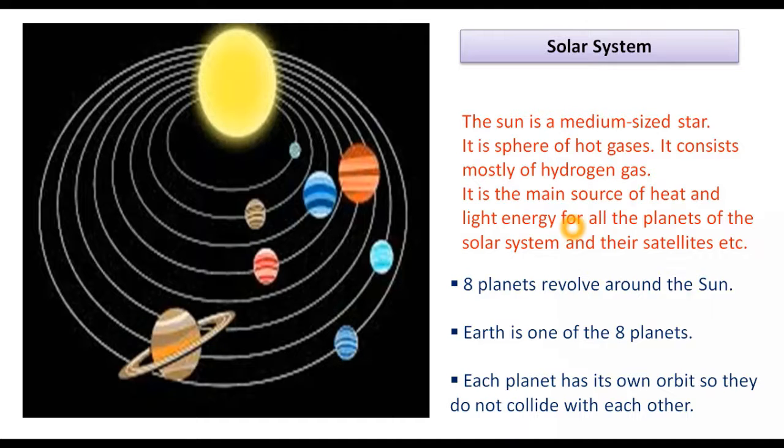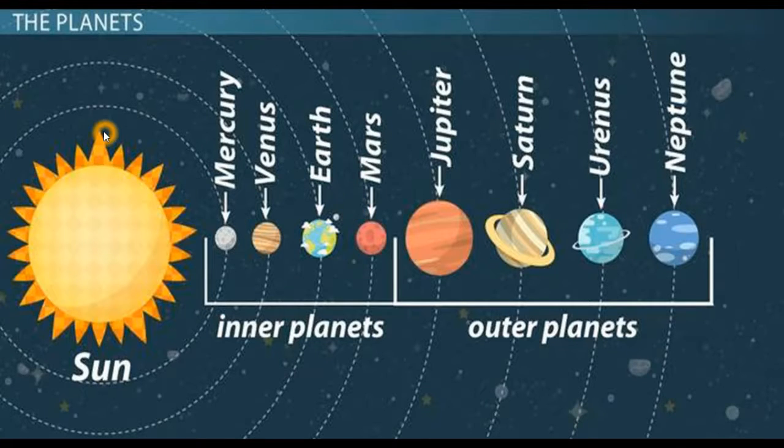The planets and other objects in the sky reflect a part of the sunlight falling on them, due to which they shine and become visible to us. So now let's talk about planets. Planets are large celestial objects which revolve around the sun in closed elliptical paths that are known as orbits. The eight major planets are Mercury, Venus, Earth, Mars, Jupiter, Saturn, Uranus, and Neptune.